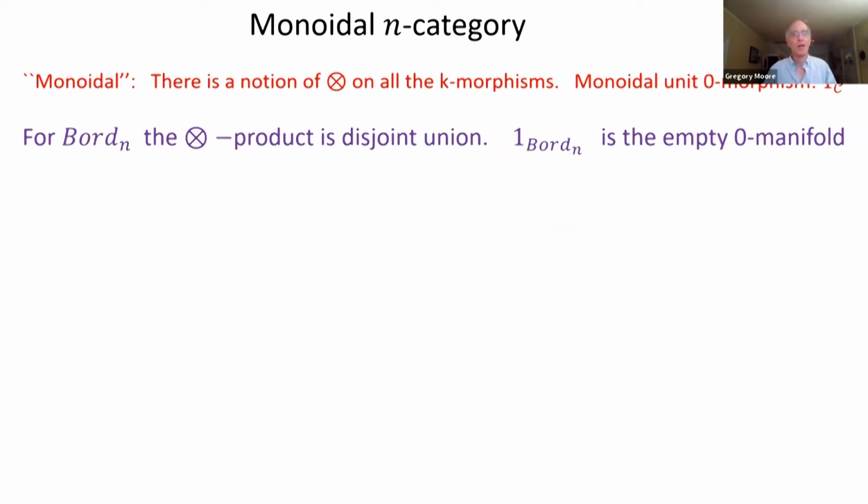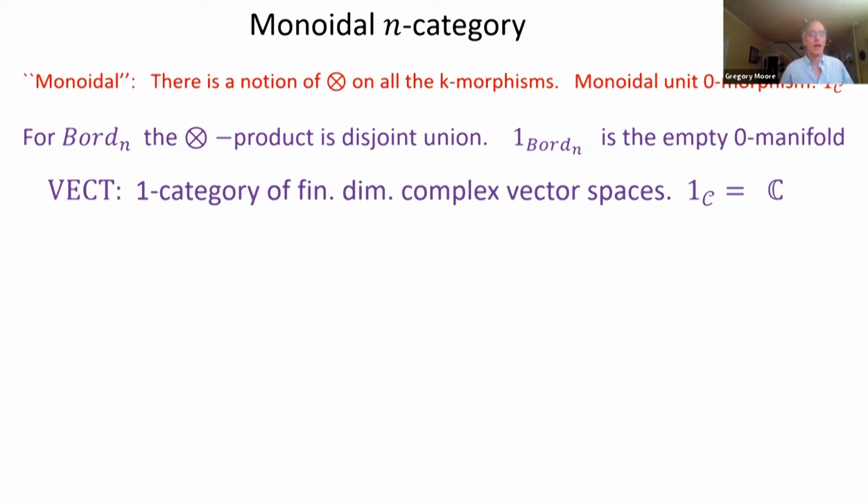Now, our N categories need a little bit of extra structure. They have to be what's called monoidal, and monoidal means there's a notion of product, usually denoted tensor product, on all the K morphisms. And if you have a notion of product, there should be a notion of unit, and the monoidal unit is denoted 1 sub C. So for the Bordism category, the tensor product is just disjoint union of Bordisms, and the monoidal unit is just the empty zero manifold.